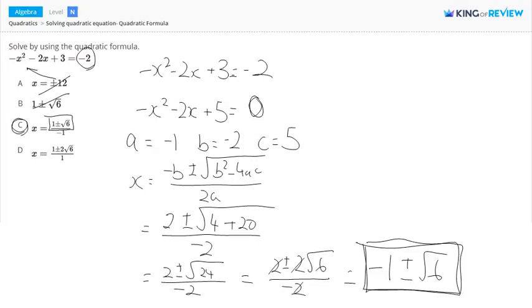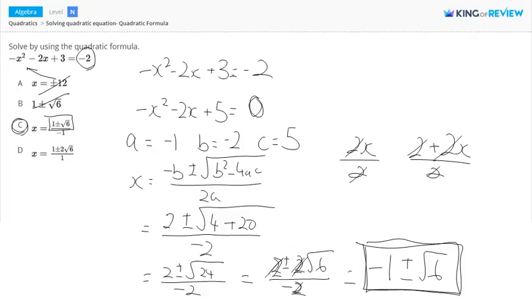Now option D says 1 plus or minus 2 root 6. Well, we saw that if you simplify this equation here, you're going to have to divide 2 from this value and this value. Now, we have to be careful. It's not a scenario where we have 2 times another number. We have 2 plus another number like this. So that's why when we simplify this, we're going to have to divide 2 into this and this, not just one of the numbers like that.